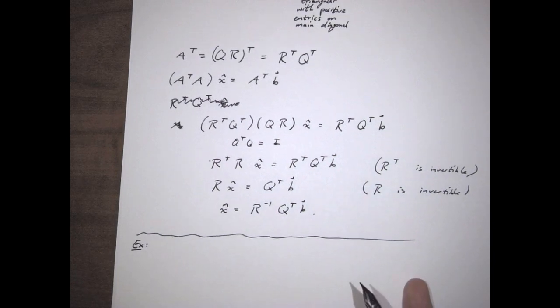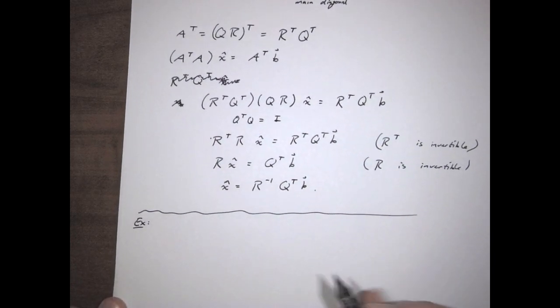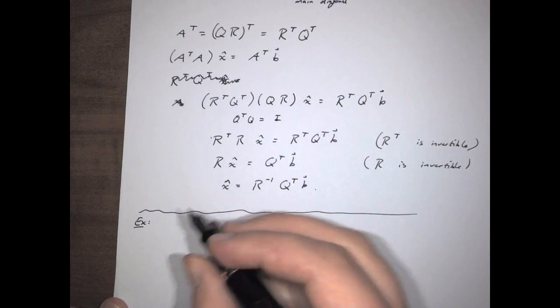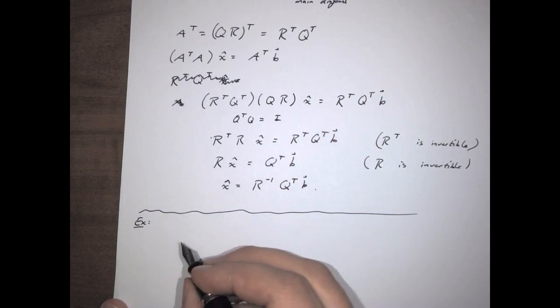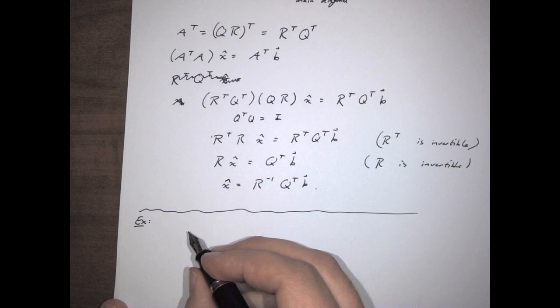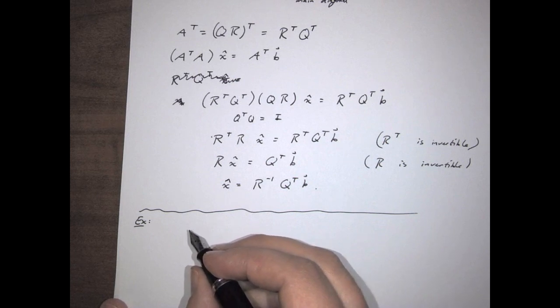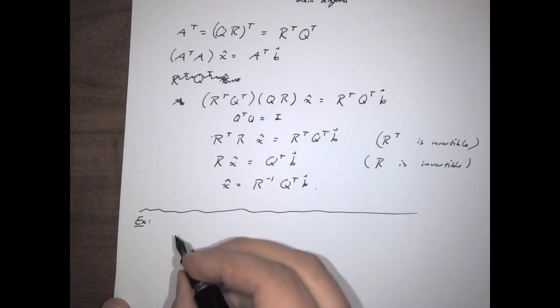Now for this, I'm going to give you the QR factorization to begin with, so we don't have to go through all that rigmarole. But if you didn't already have the QR factorization, you could find it using the Gram-Schmidt orthogonalization process.